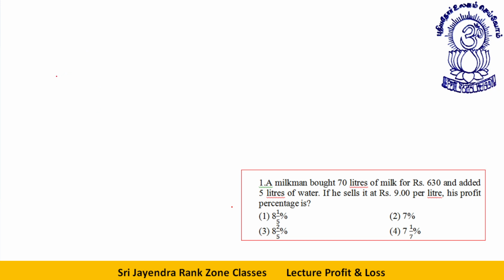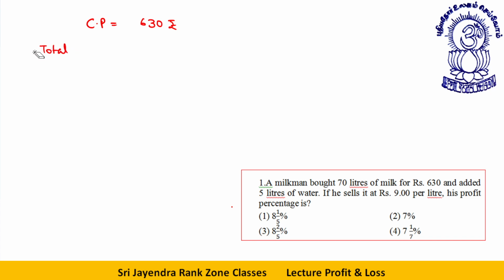A milkman bought 70 liters of milk for rupees 630 and added 5 liters of water. If he sells it at rupees 9 per liter, his profit percent is? Let's say, what is the CP? A milkman bought 70 liters of milk for rupees 630. CP is equal to 630 rupees.